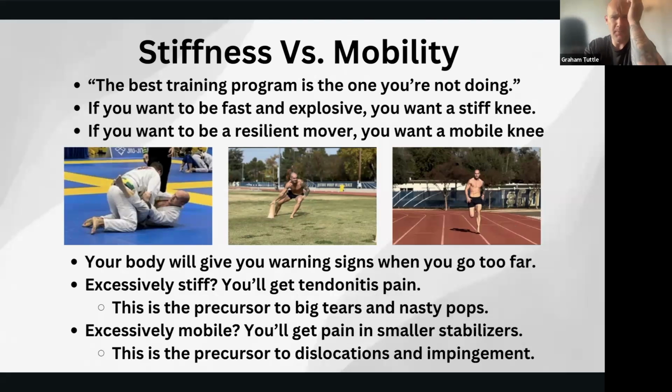So we'll break this into a few things. If you want to be fast and explosive, you want a stiff knee. If you want to be a resilient mover, you want a mobile knee. So I put jujitsu up here. So these are some of my favorite things. I love getting on the field, playing sports, doing stuff dynamically, volleyball, tennis, you name it, but also just doing cone drills and changing directions and stuff like that. So that's kind of in the middle of this thing. That's where most people exist.